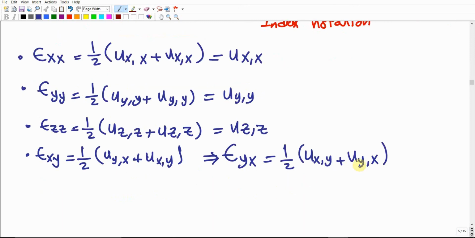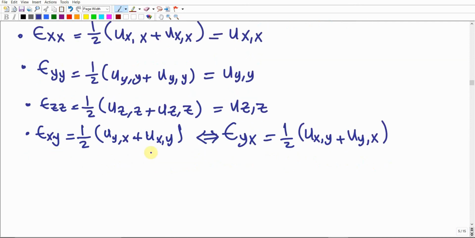Do you think that this value is different than this one? No, they are identical. It doesn't matter, just switch these two terms, right? But still the same value. It is half the addition of these two terms together. So what does this mean? This means that epsilon xy is identical to epsilon yx. They are equal. So that's why this is a symmetric tensor.